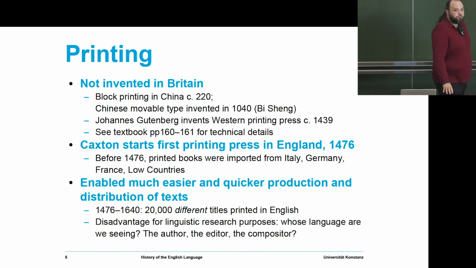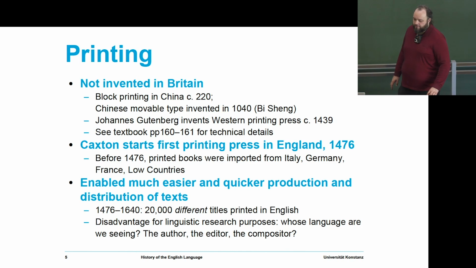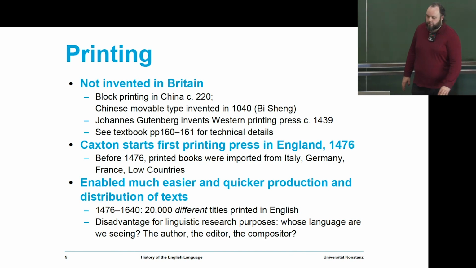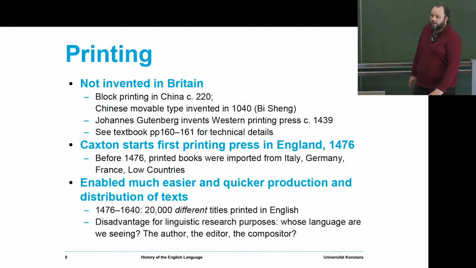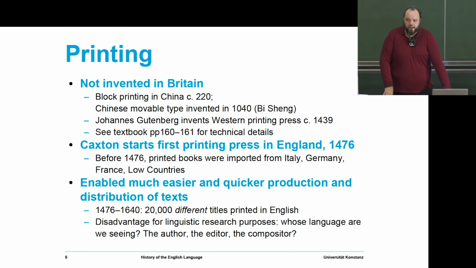And the textbook goes into a fair bit of detail if you're interested in the mechanics of these things. What we are more interested in here is its effects. So before Caxton, before 1476, it's not that there weren't any books in England. There were printed books, and they were imported from countries like Italy, Germany, France, the Low Countries. By and large, not written in English, because why would they be if they were imported from these countries? And obviously, any kind of import like that would have been a luxury item, a rarity.